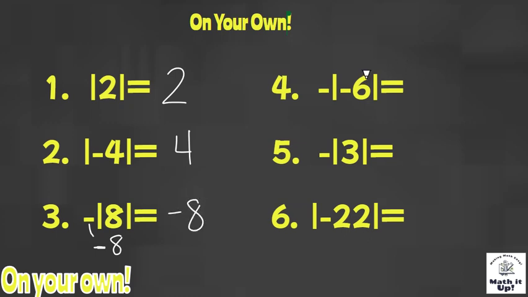-6 is 6 spaces away from 0, but I'm going to apply that negative. 3 is 3 spaces away from 0, but I have to apply that negative. And negative 22 is 22 spaces away from 0.